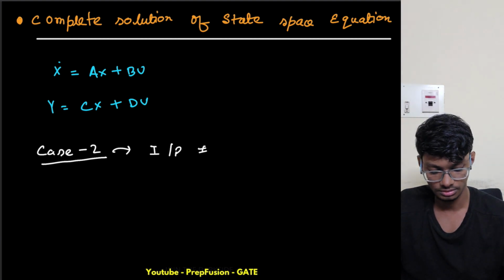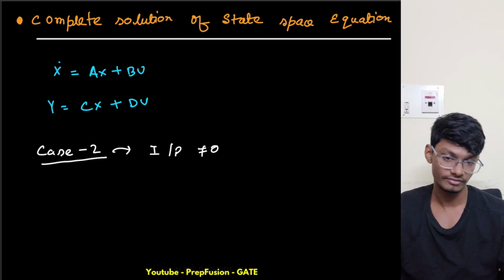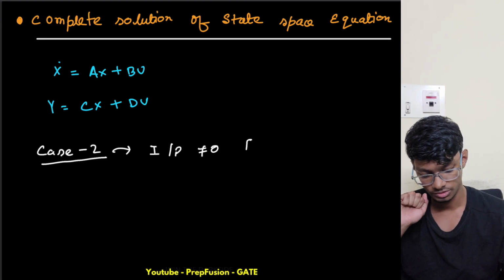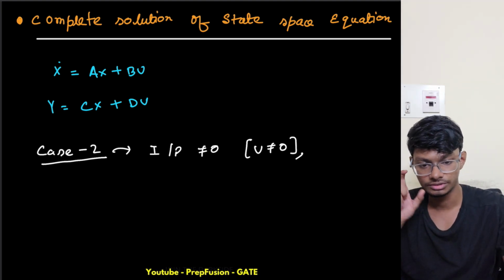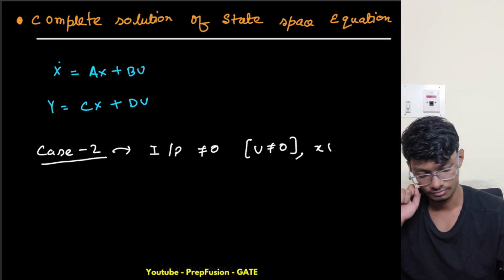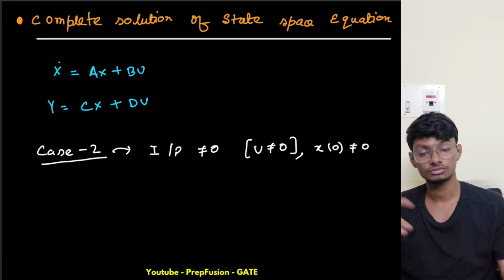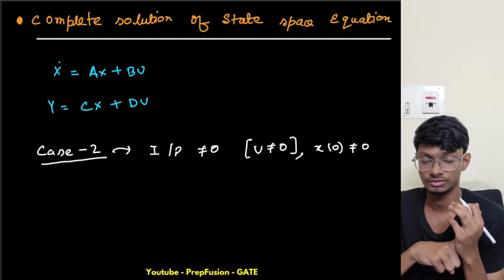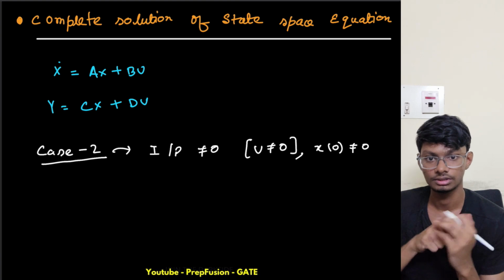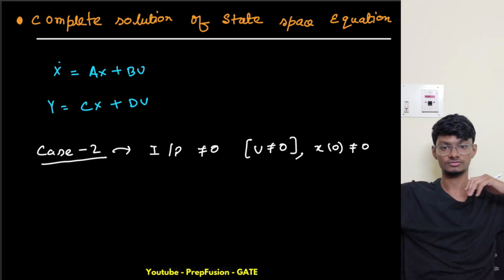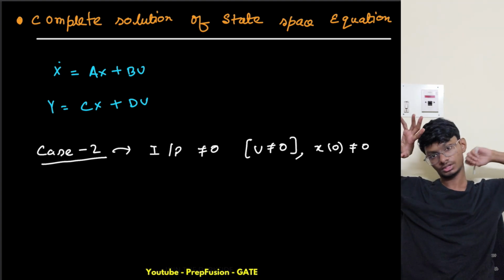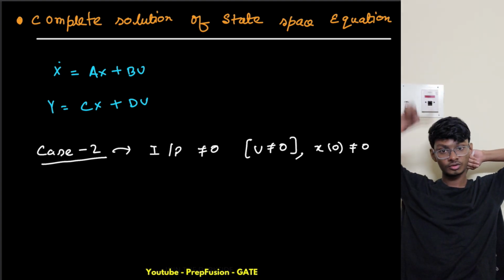Input is not equal to 0. Okay, if input is not equal to 0, what will we do? So basically u is not equal to 0, and my x of 0 is also not equal to 0. Okay, so there x of 0 was 0, but what was different in the previous case? The difference was that there was some initial condition, but it was not present at x of 0, it was present at some other point. Okay, so due to that initial condition, there will be some x of 0, right?